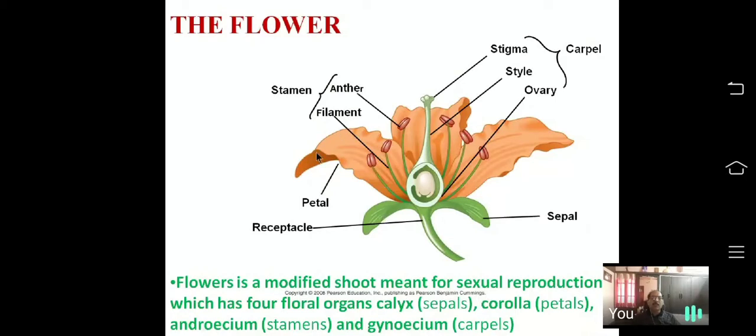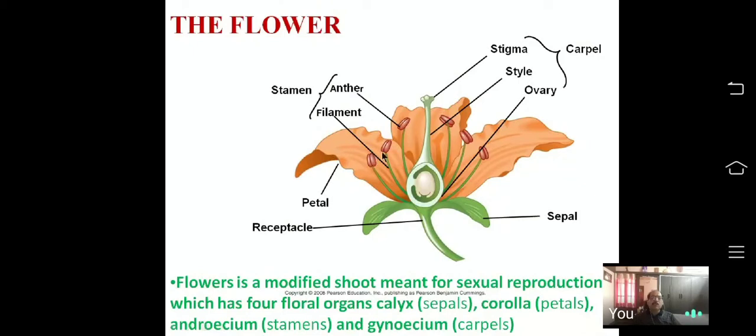The second whorl is the corolla. Corolla is large sized and brightly colored. Its main function is to attract pollinating agents towards the plant or flower. The units of corolla are called petals.